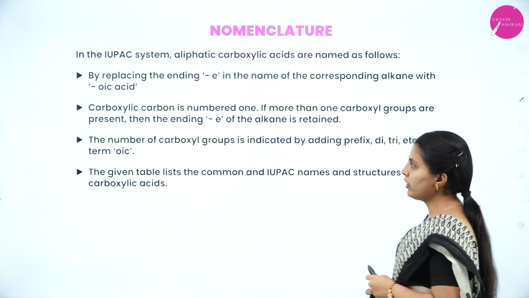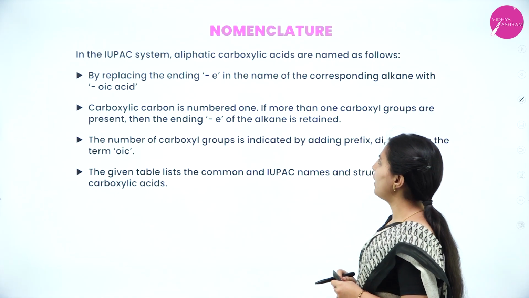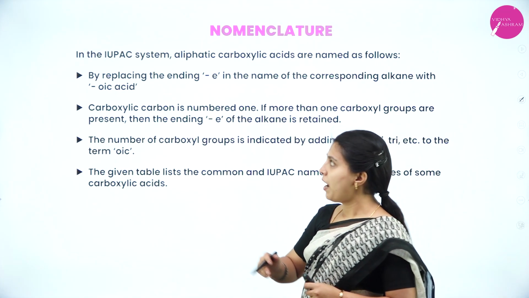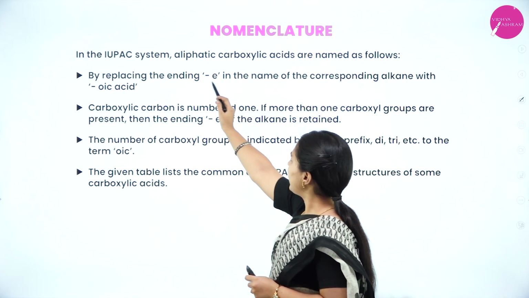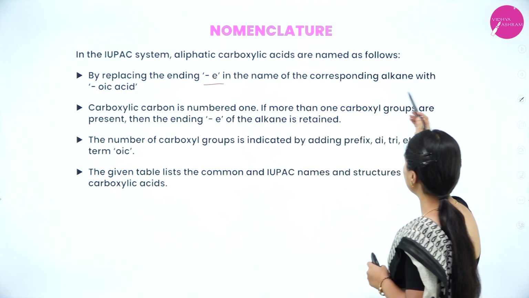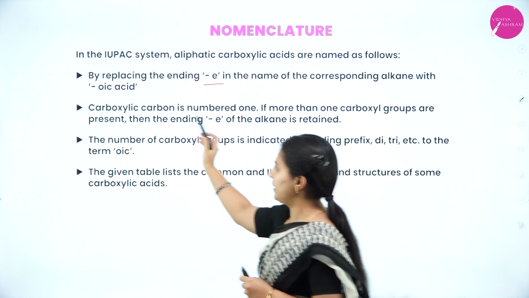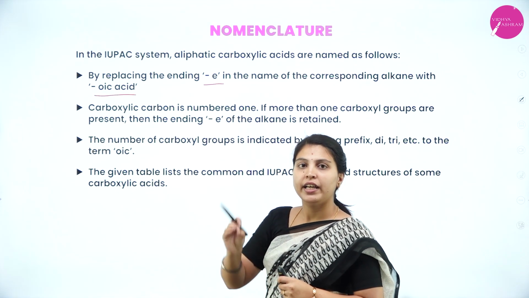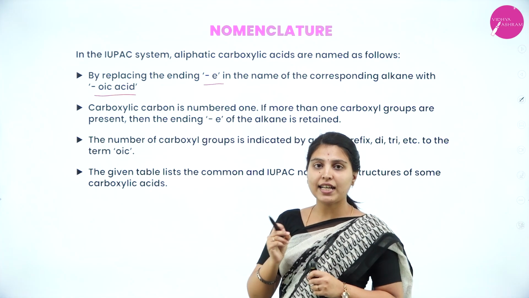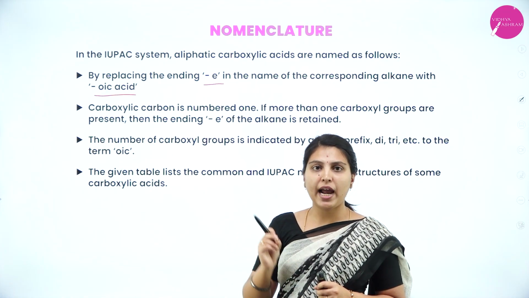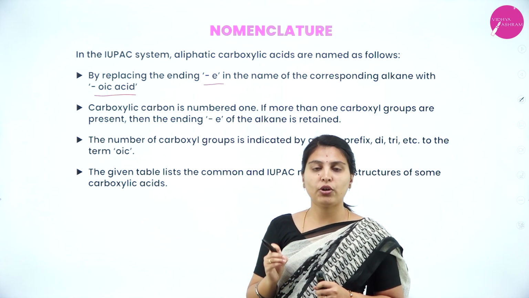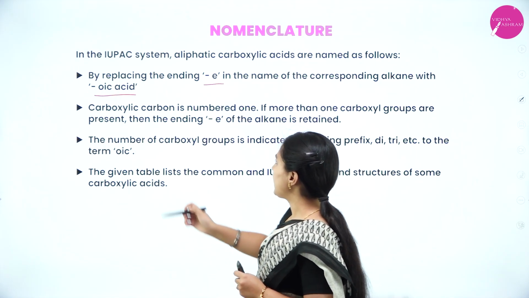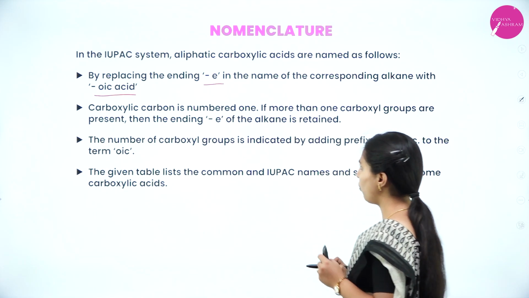Next, nomenclature. In the IUPAC system, aliphatic carboxylic acids are named by replacing the ending E in the name of the corresponding alkane with oic acid. For example, if methane is present, the last E will be removed and oic acid added, so methanoic acid or propanoic acid, like that. The carboxylic carbon is numbered 1.